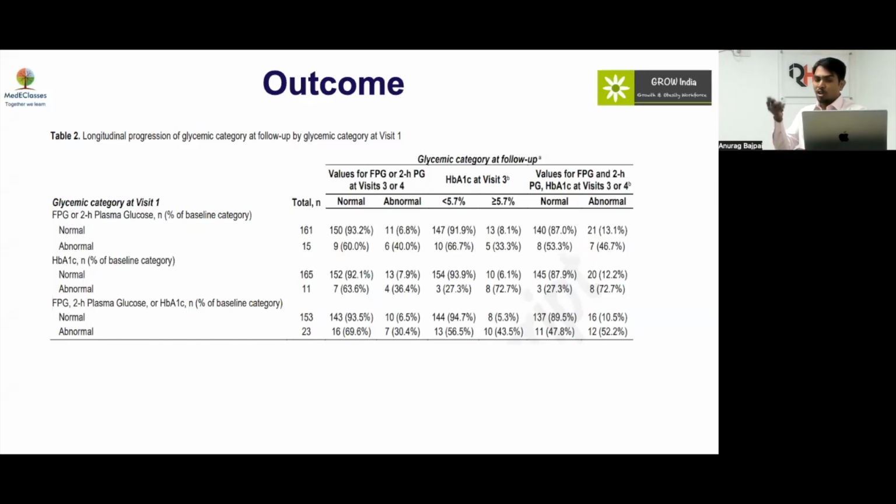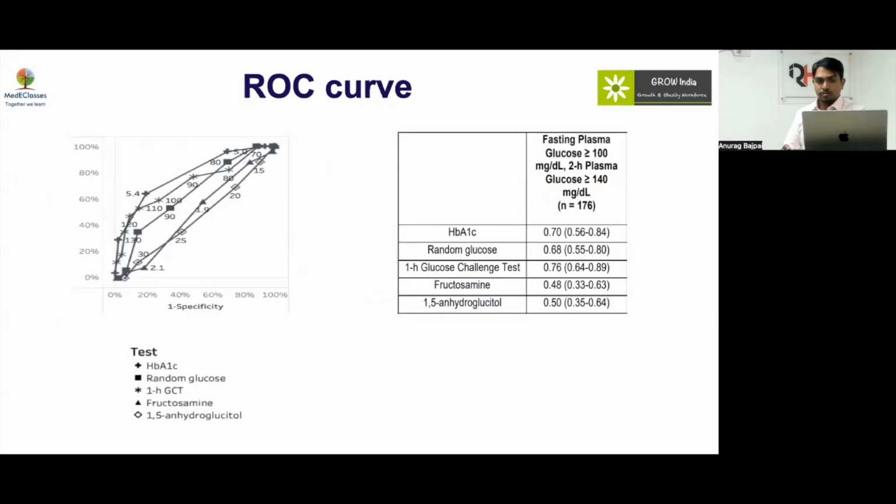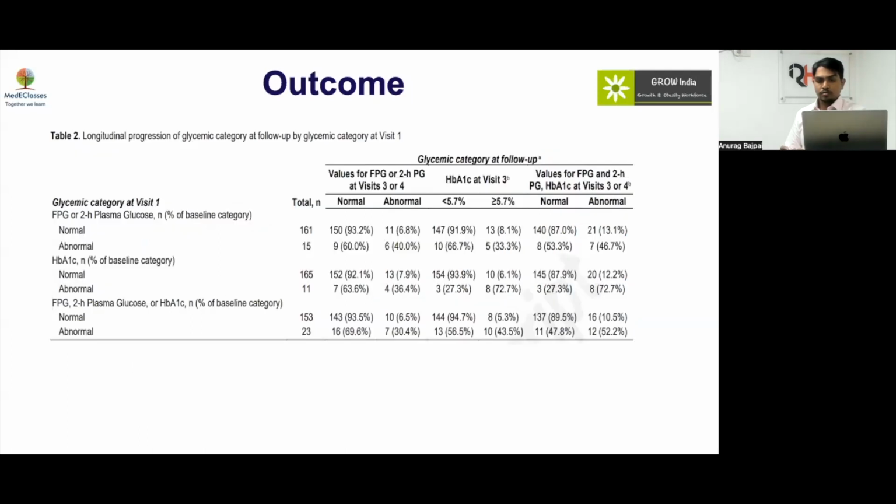At visit 3, they have done all the parameters, but not at visit 4. Visit 4, they did not do. So 3 and 4 are just about 2 weeks apart, 1 to 3 weeks. What we are saying basically is that if you look at follow-up, most patients who were abnormal remained abnormal. But there were a few who were normal who became abnormal on follow-up. So a progression happened in around 10% of cases.